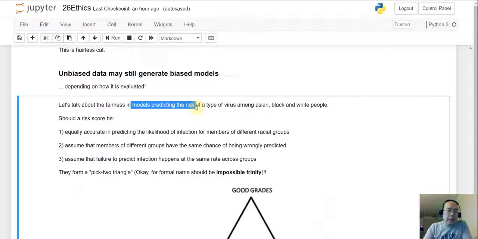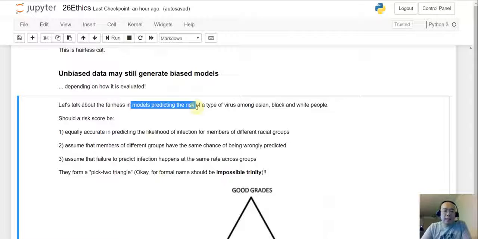And number three, this machine learning model should assume that the failure to predict the infection rate happens at the same rate across all the groups. So you may feel like those three standards are kind of the same thing. But the question is, can we maximize all three of them at the same time? And there is research saying that is not doable. We can maximize two of them, but maximizing two of them will guarantee harm to the third.